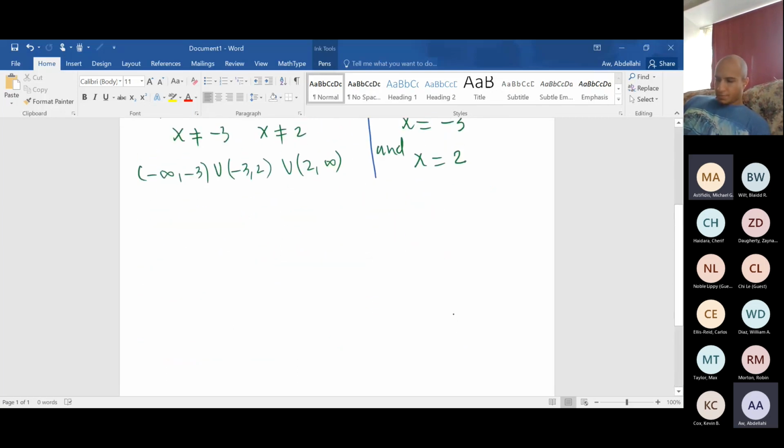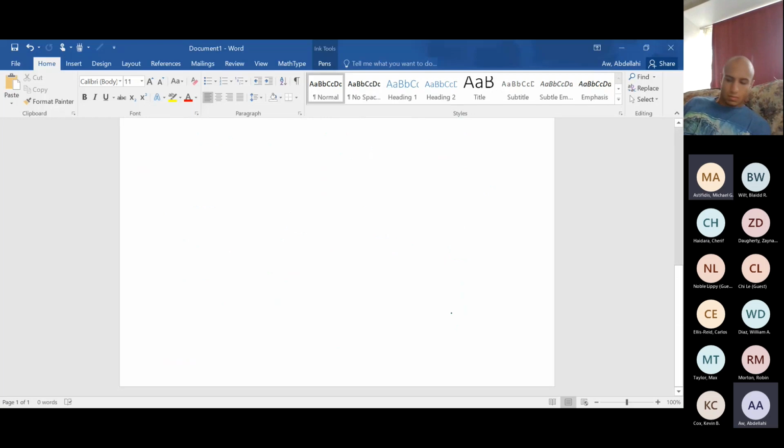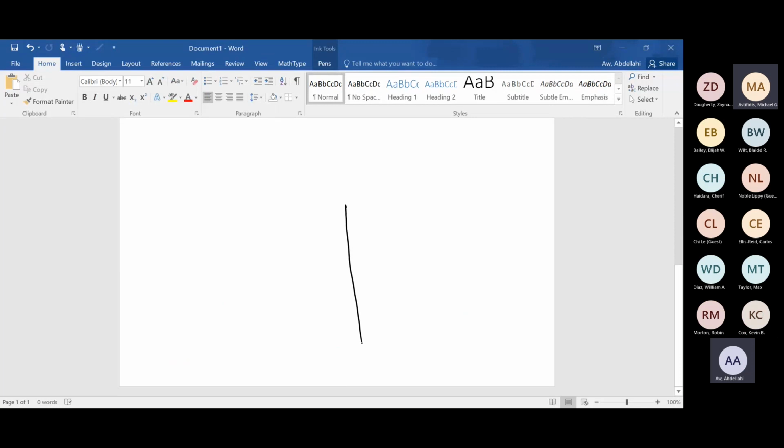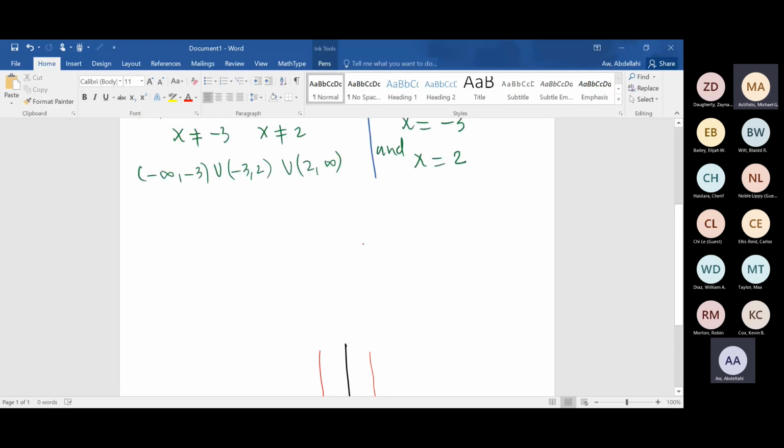You see? It means they are the red lines, right? If I go to my graph like this, I have -3 and 2. These are two red lines. It means when the graph gets close to these two lines, it is going to explode, right? It's going to go either to infinity or -infinity. We're going to say quickly how to guess that, right?